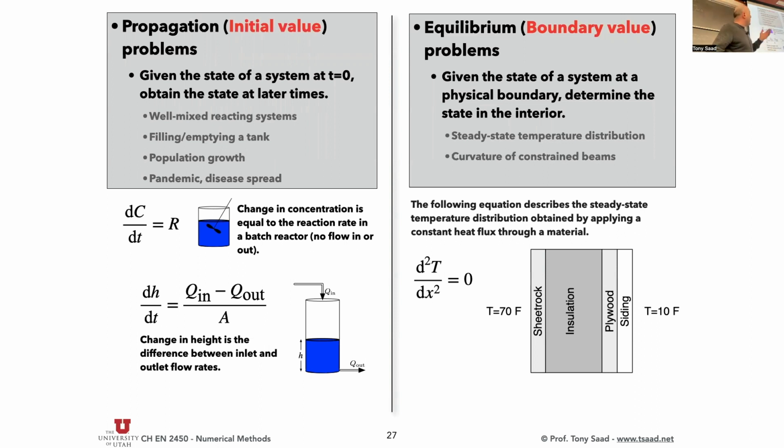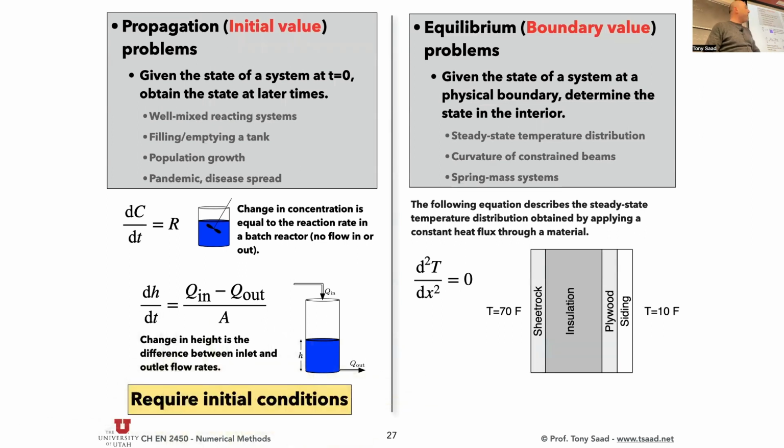Okay. So some examples: steady state temperature distribution, curvature of constrained beams, for example, or like those power lines that you see, they settle into an equilibrium for the tension in those power lines. You can solve a differential equation for those. That's how they're designed, how much tension they need to know at the ends of that power line, spring mass systems, and so on, okay?